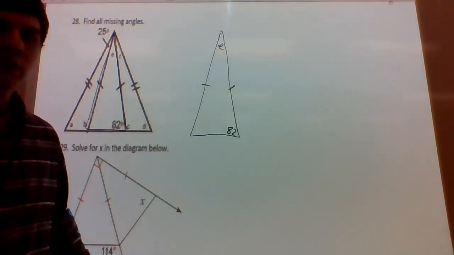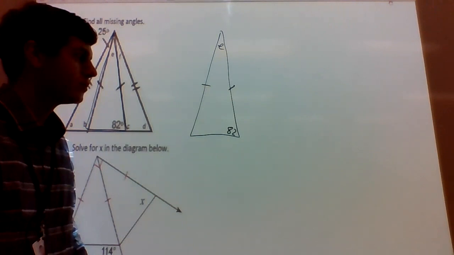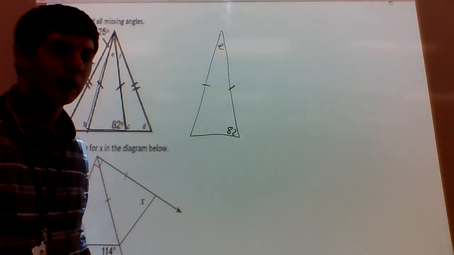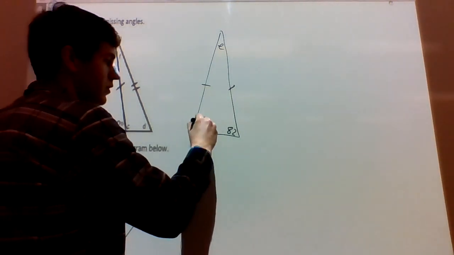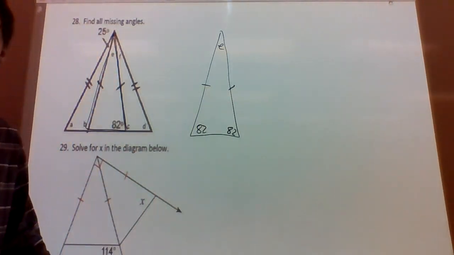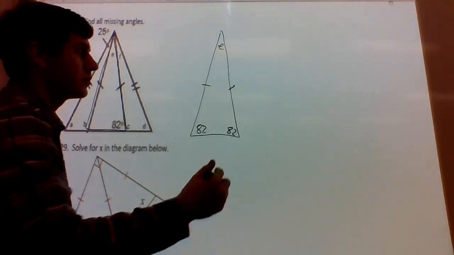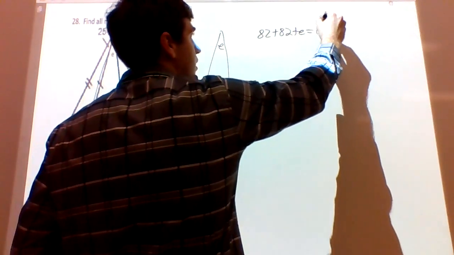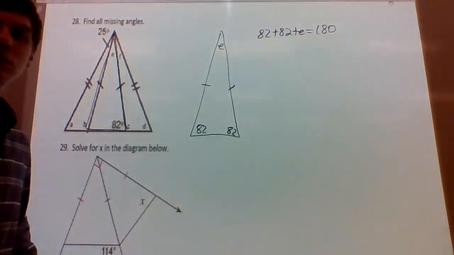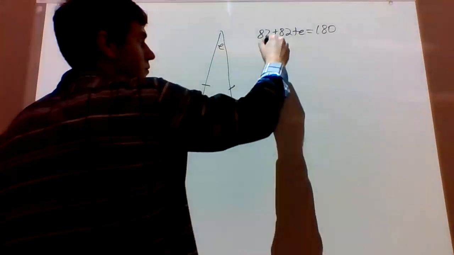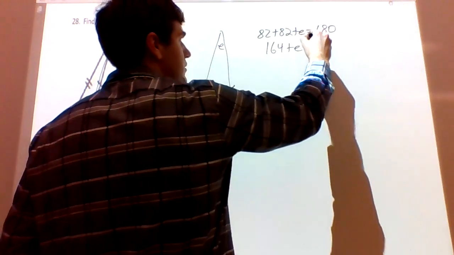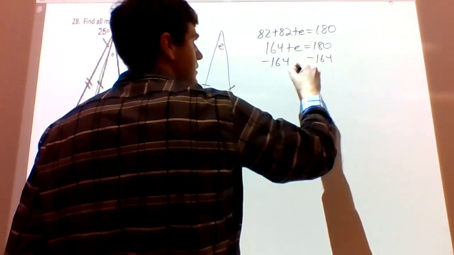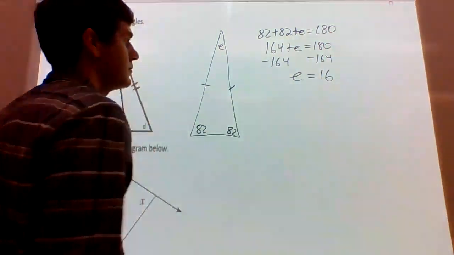Well, it's an isosceles triangle, so we know by the isosceles triangle theorem that the two base angles are going to be congruent. They're going to have the same measure. Those are the angles opposite the two congruent sides, so we know this is also going to be 82. Okay. And then by the triangle sum theorem, we know 82 plus 82 plus e is going to be 180. 82 and 82 is 164. Plus e is 180. Subtract 164 from both sides. E is going to be equal to 16.